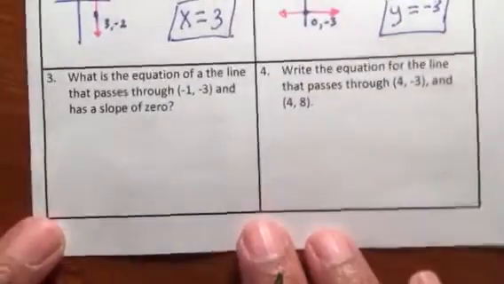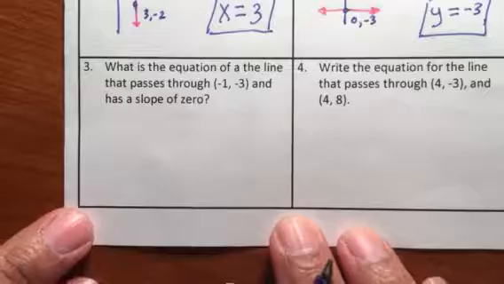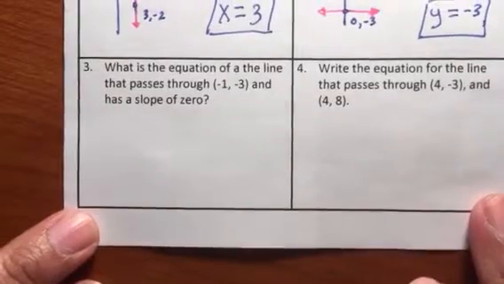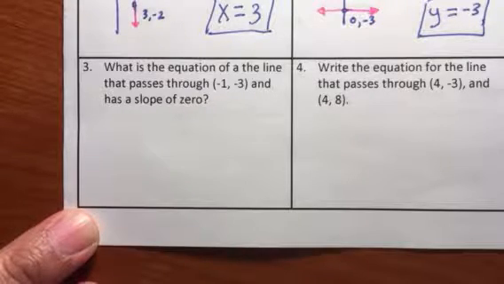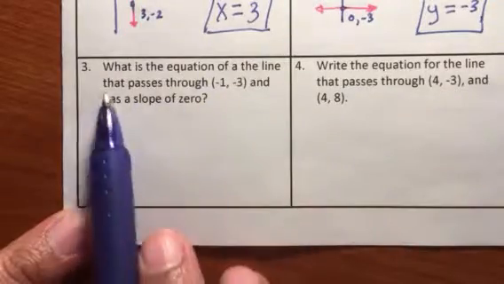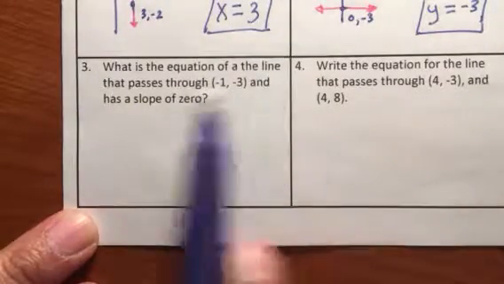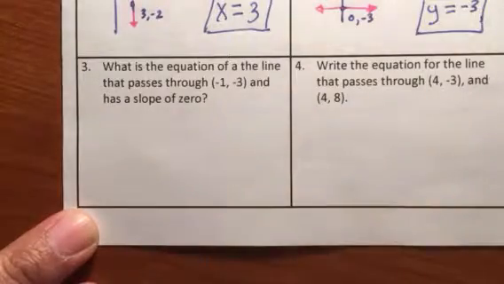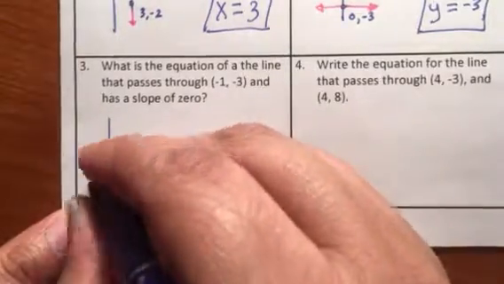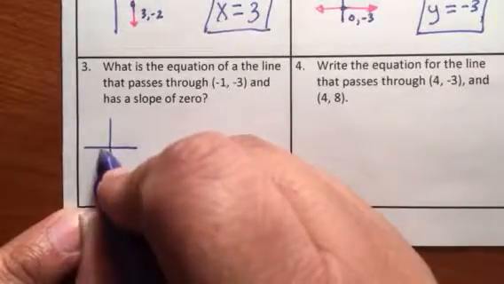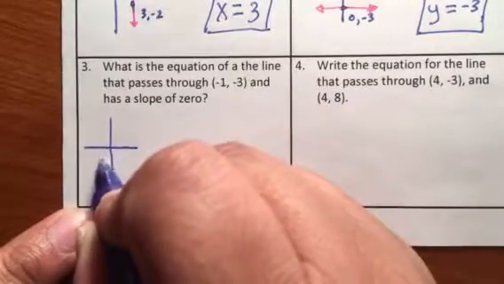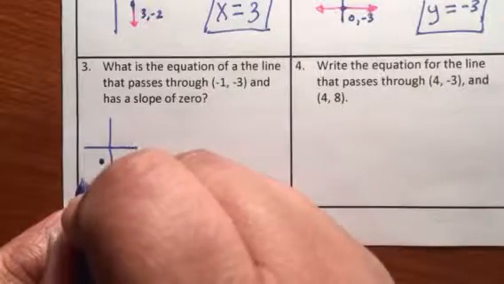Alright. So this is one that they've shown on the EOC test before. So this is one that the wording is very similar to what you would see on the EOC. So you want to know what is the equation of the line that passes through -1, -3 and has a slope of 0. So again, I'm going to draw myself a little line. -1, -3 is roughly here. Again, all I'm doing is drawing a sketch.